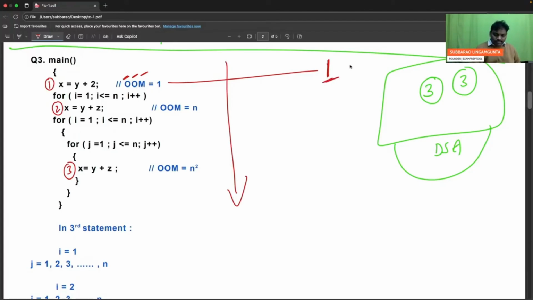Now can you see the second statement? For I value 1, this will execute. I value 2, this will execute. How many times? Until n. So the order of magnitude of the second statement is n.